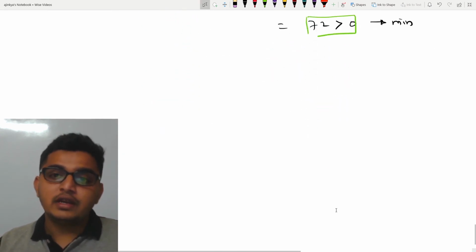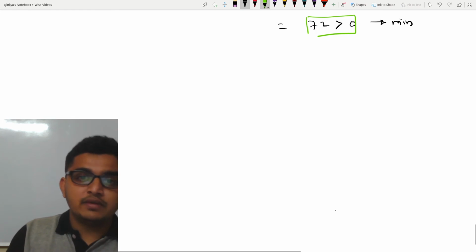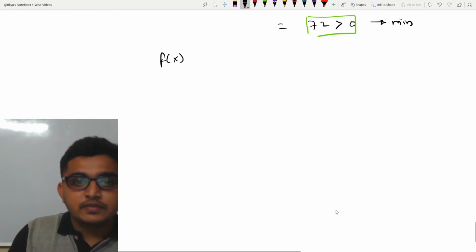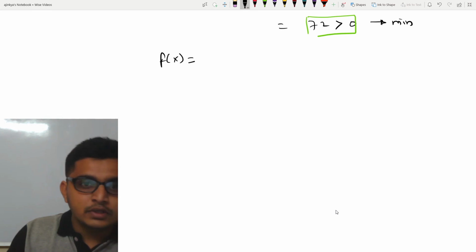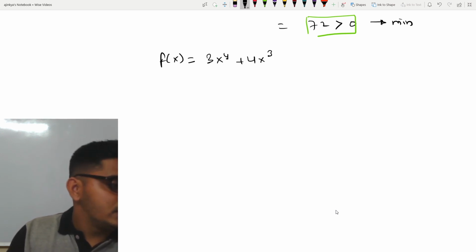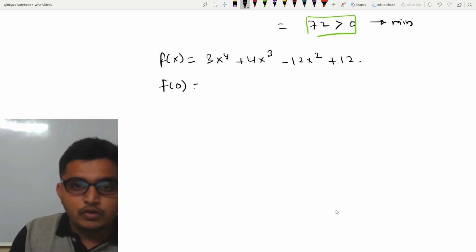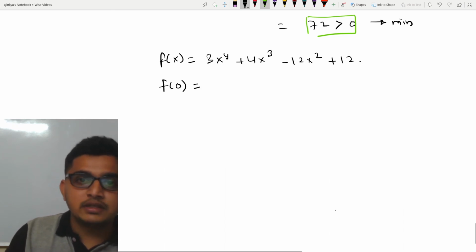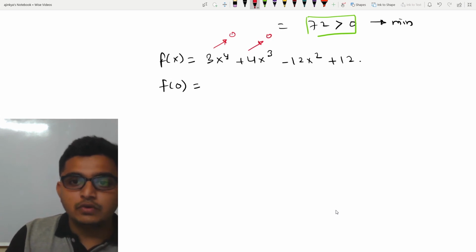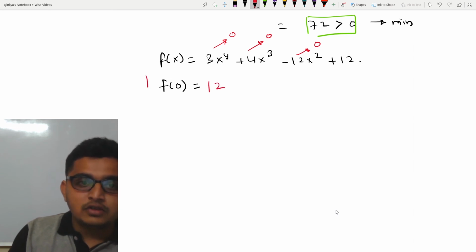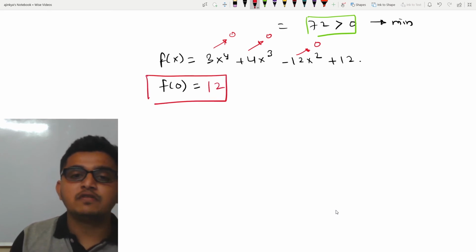So we'll write down what the function is once again, which is f of x is equal to 3x raised to 4 plus 4x cube minus 12x square plus 12. So now when you put f of 0, this whole set of terms will get cancelled out. This term will be 0, this term will be 0, this term will be 0, and you will have the final answer as 12. So your maximum value for this particular function is 12.